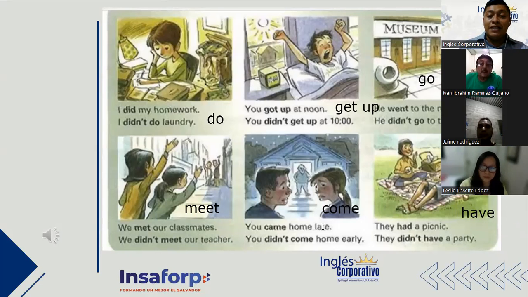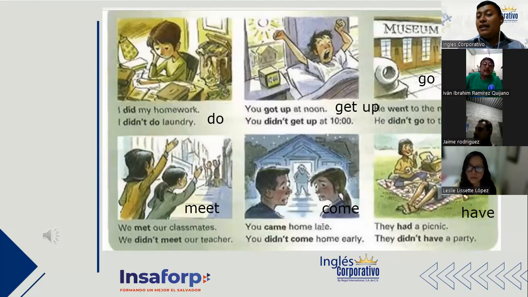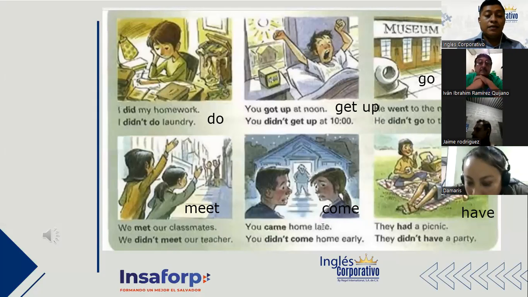Do, el pasado es did. Get up, el pasado es got up. Go, el pasado es went. Meet, el pasado es met. Come, came. And have, had. That is the difficult part, learning irregular verbs. Tenemos que aprendernos uno por uno, ¿verdad? That is a little bit difficult, but I'm sure teacher, that you can do it. Yes? Teacher, ¿podría escribir el pasado de los verbos, porfa?